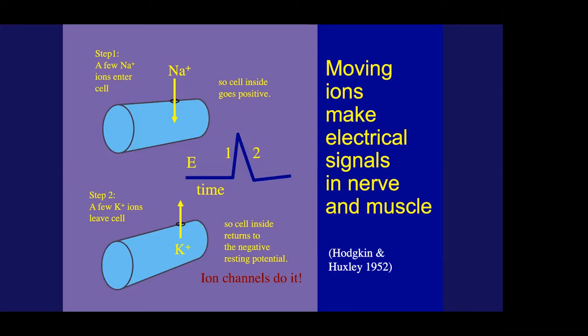So each time there's an electrical signal in a nerve, a sodium channel starts it and a potassium channel ends it, and the electricity is carried by the sodium and potassium ions.